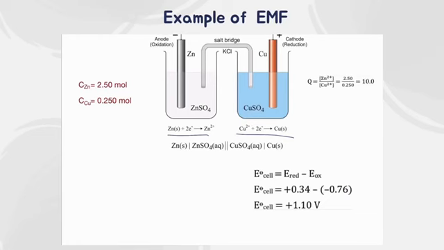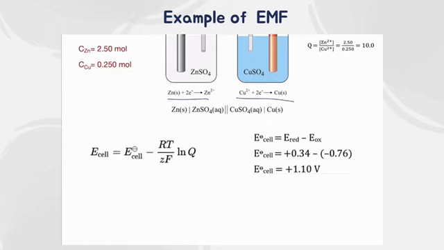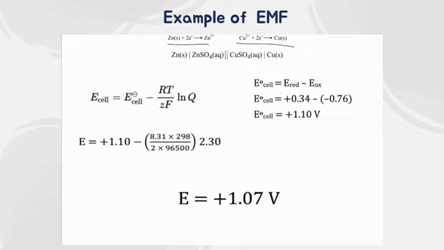And finally, we will input the values into the Nernst equation, and we do the calculation. We get a cell potential of positive 1.07 volts.